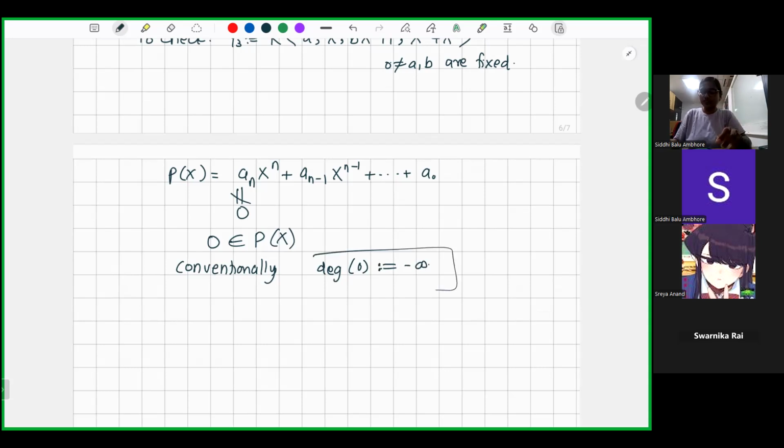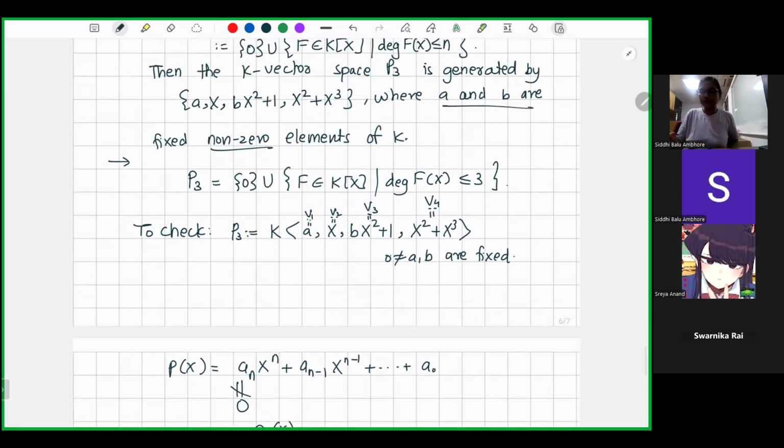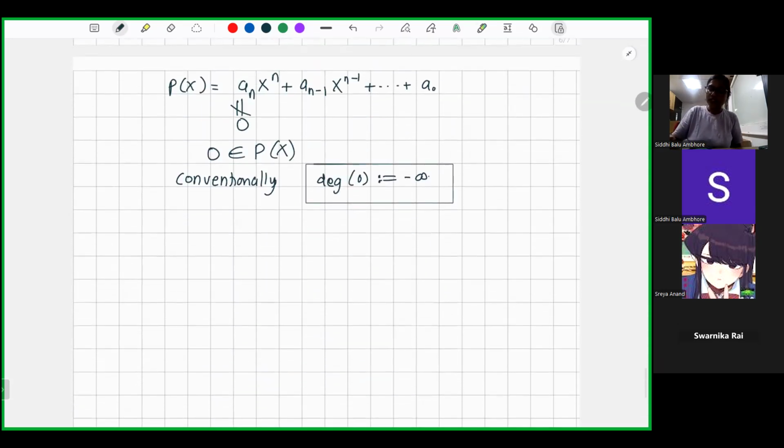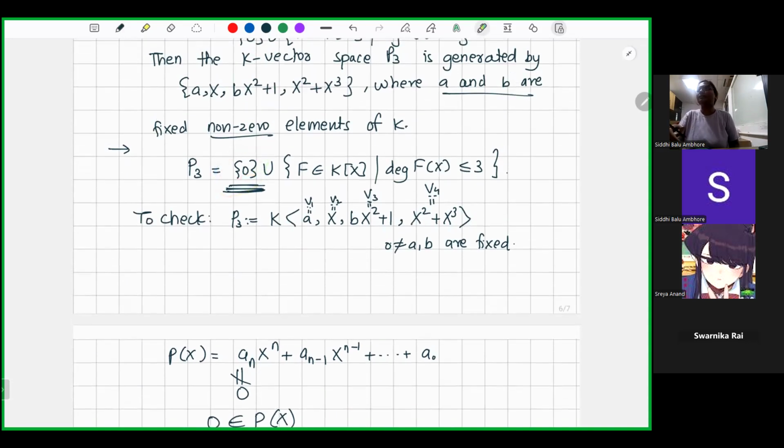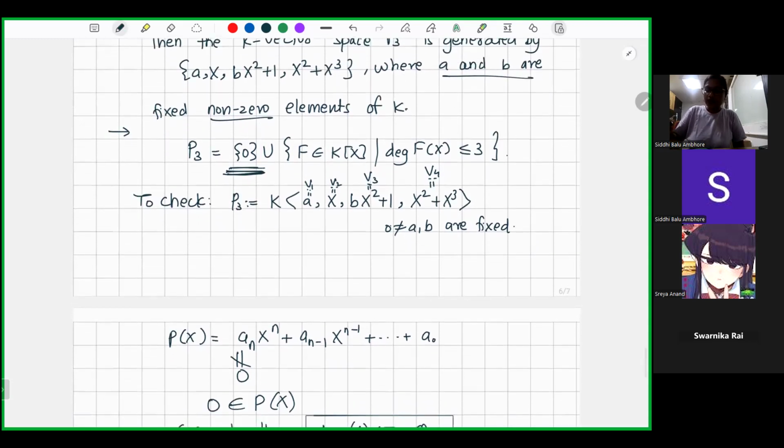I mean, this is just a convention mostly followed by people. I will explain why this 0 is written separately here. If we set the notation for the degree of 0 to be minus infinity, then we do not need to write this 0 here. But if we are not explicitly giving a description of the degree of 0, then we explicitly need to include this 0 here to make sense that this P3 is actually a vector space, because 0 needs to be there for something to be a vector space. Yeah, that was something I was saying.